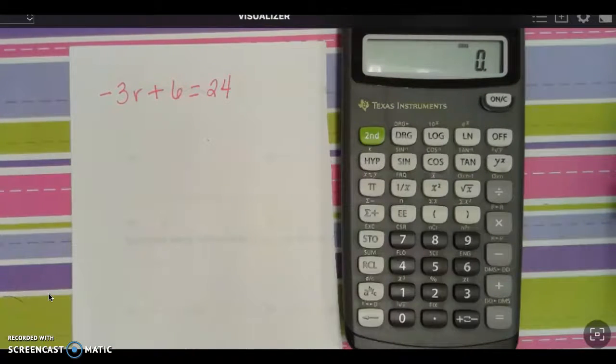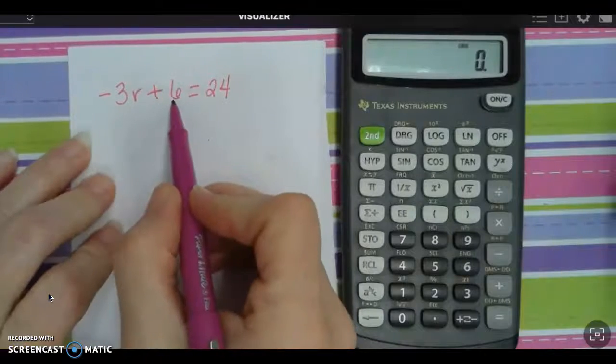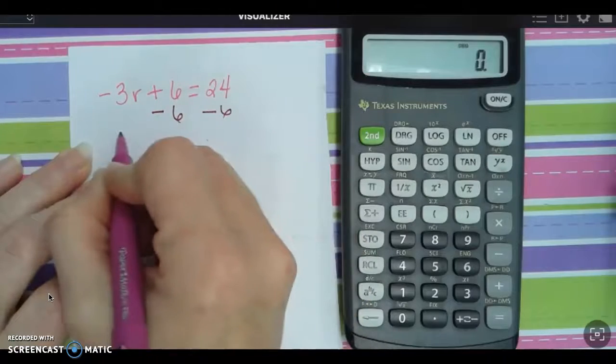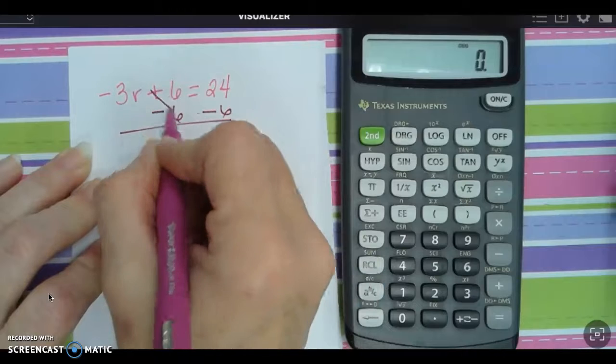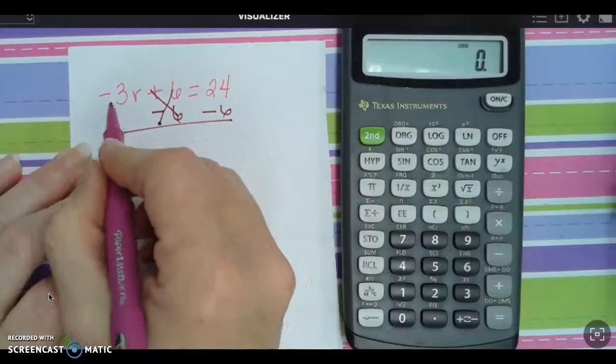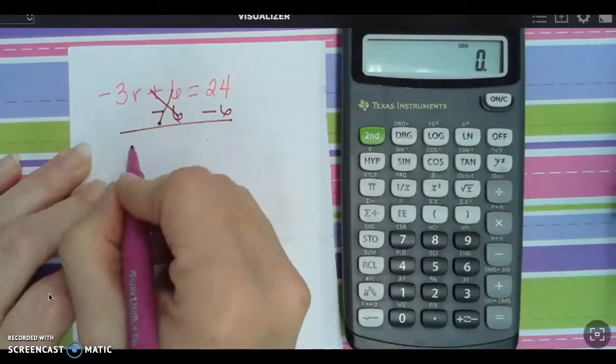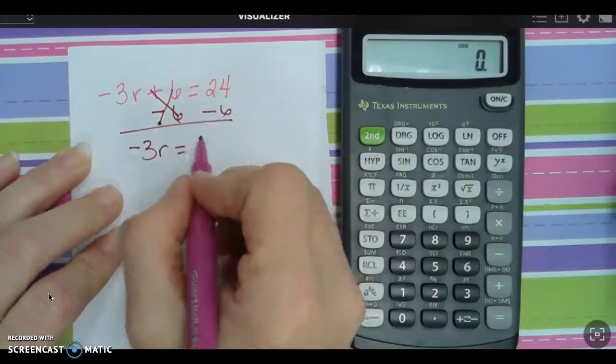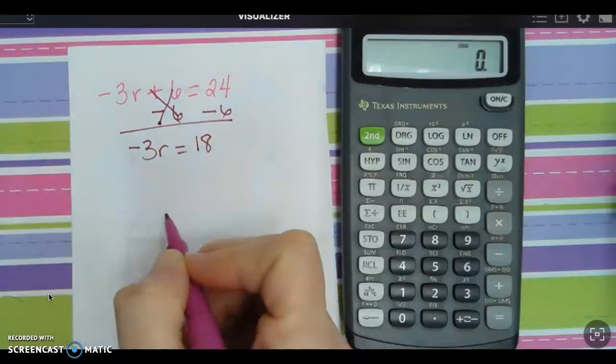All right, this one's just a little bit different. A positive 6. We know we've got to deal with that first, so we're going to subtract 6. A positive 6 and a negative 6 cancels out. This time we're left with a negative 3r equals 24 minus 6. I believe that is 18.